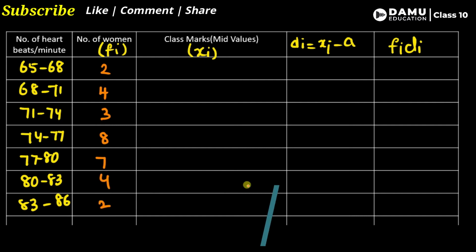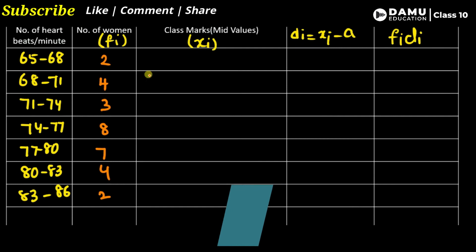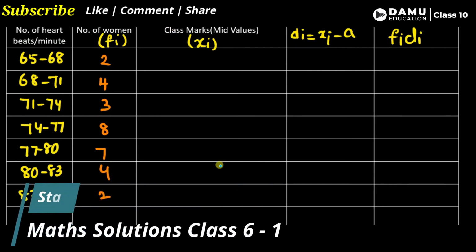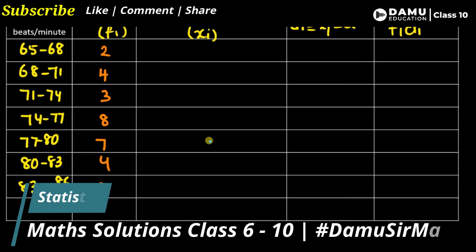If you add all these values, that is the summation of Fi. Here i is nothing but the values 1, 2, 3, 4 like that. Summation of Fi: 2 plus 4 will be 6, 6 plus 3 is 9, 9 plus 8 is 17, 17 plus 7 is 24, 24 plus 6 will be 30. That is the summation of Fi.